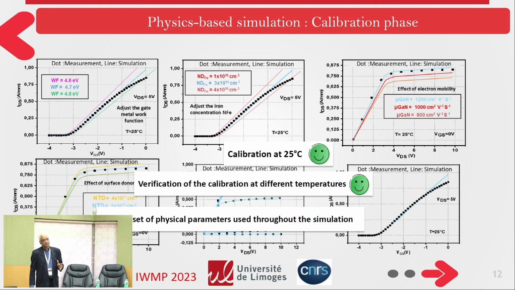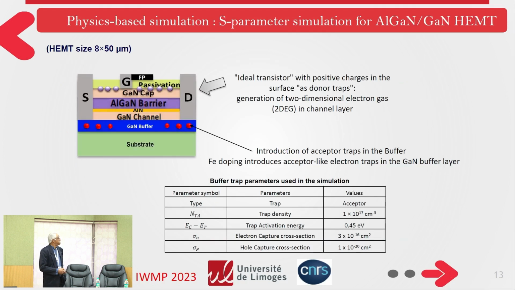For the characterization of the traps in the simulation, we use only a single set of physical parameters throughout the simulation. Here the buffer trap parameters used are summarized in this table. We have introduced acceptor traps in the buffer: the doping introduces acceptor-like electron traps in the GaN buffer layer. And we also put surface donor traps in order to generate the two-dimensional electron gas.